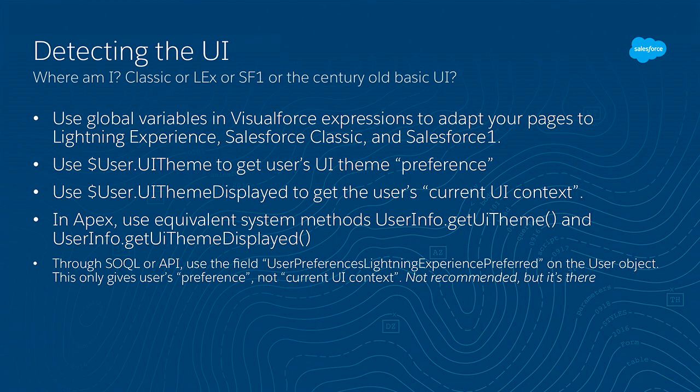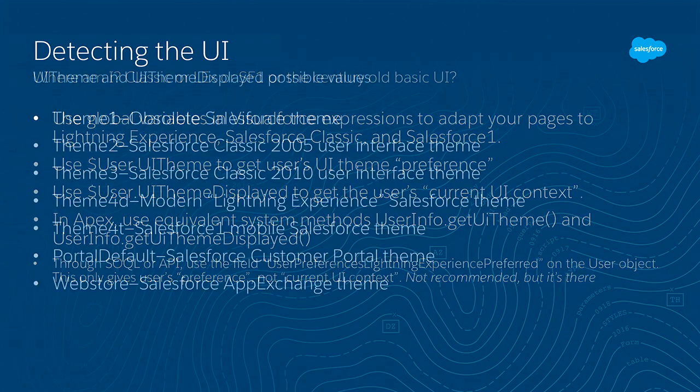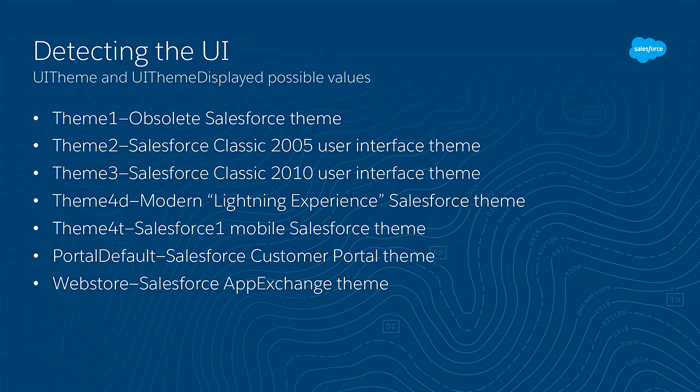We have equivalent methods in Apex code as well, getUiTheme and getUiThemeDisplayed. And you can access the UiTheme value from the API or SOQL as well, though it's not recommended, but it's there. You can still access it, but you would only get the preference. You would not get the current value from the API or SOQL.